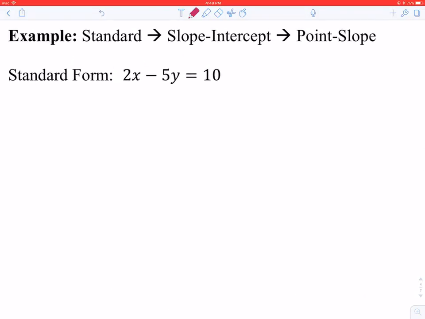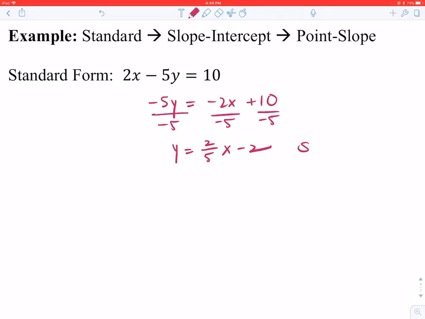So if we start with this equation that's in standard form, we can easily change it to slope-intercept form by solving for y. So we would subtract 2x from each side of the equation first, and then divide by -5. Okay, and then we are in slope-intercept form.